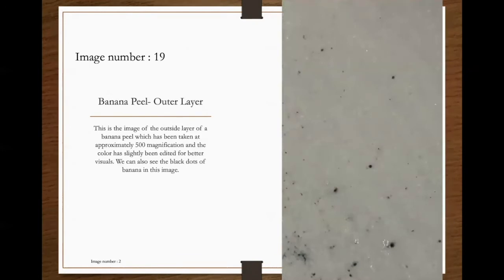Okay, so this is the outside of the banana peel. And as you can see, the yellow marks, the indentations, the black marks on the yellow peel. And of course, the color has been changed to a little bit of sepia grayish, again, to show all these little dots better.